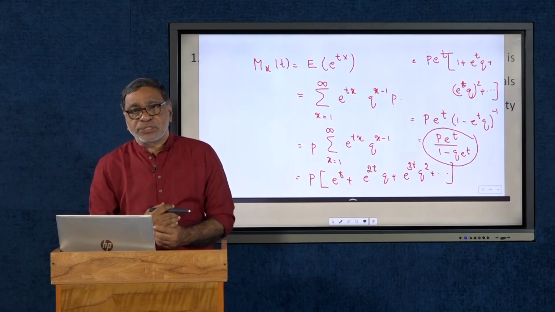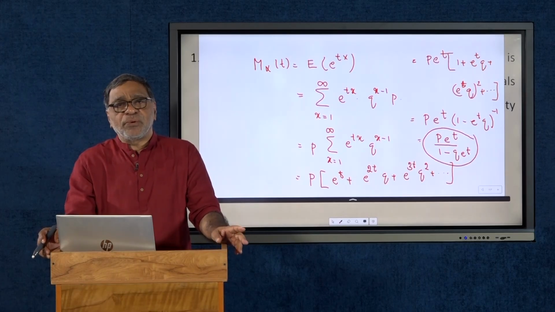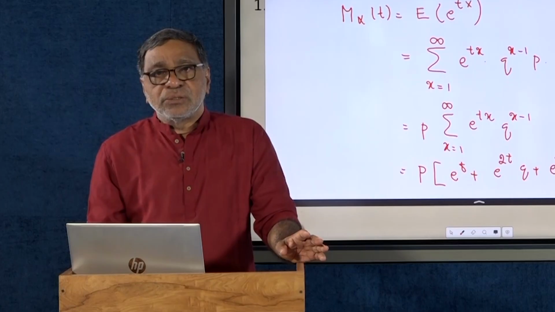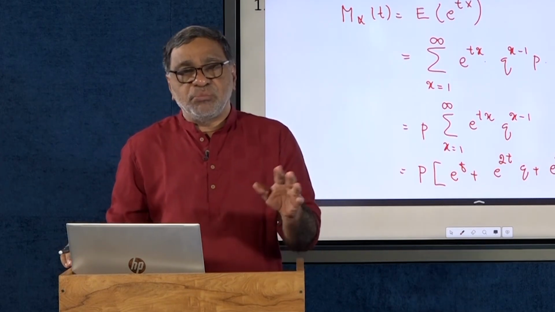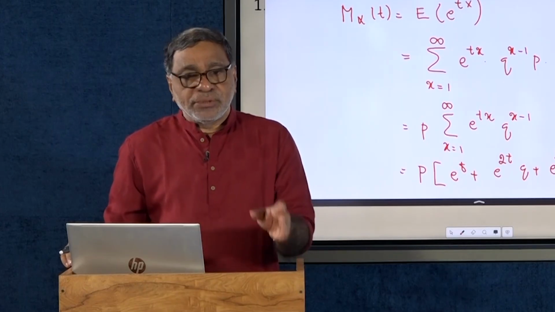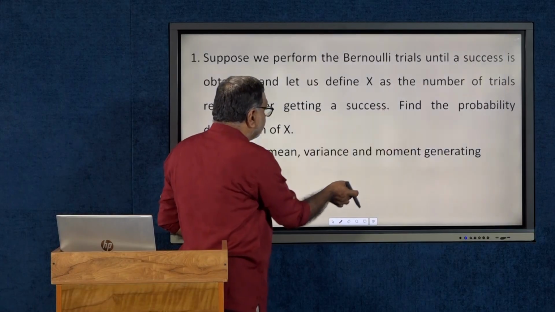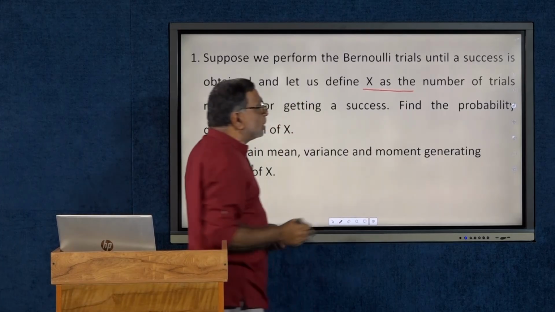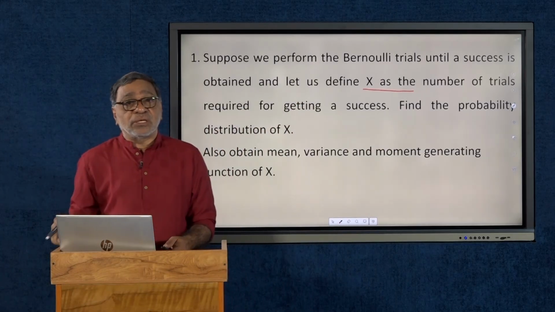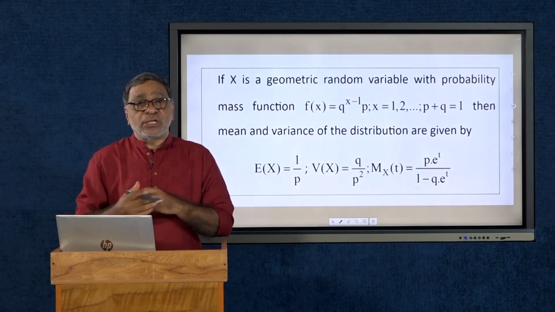So, the moment generating function is equal to p e power t divided by 1 minus q e power t, provided q e power t is less than 1. These are the mean, variance and moment generating function of the geometric random variable if we define the random variable x as the number of trials required for getting a success. These are the matters we have already established.